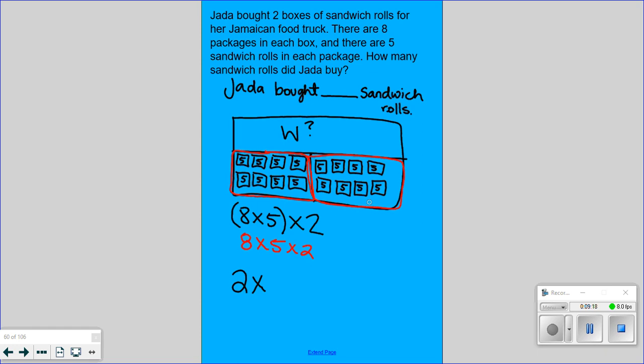I got 8 packages here and 8 packages here. So hang on, pump the brakes a little bit. I have 2 groups of 8 packages. Now what's in each package? 5, with 5 in each one. Could I put parentheses? Yes. The reason why is because I have the same operation, that is addition or multiplication, so I can go in any order.